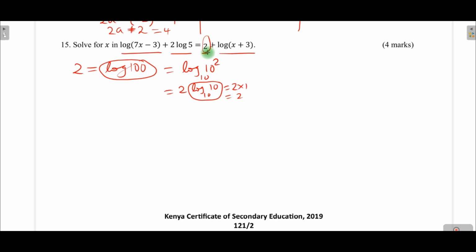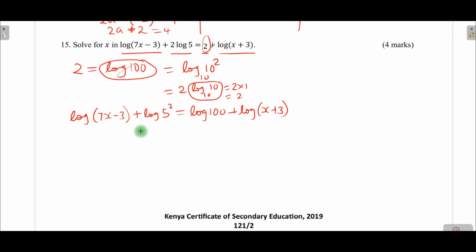Now we are going to rewrite it with log of 100. So let us rewrite it again, and that will be log of 7x minus 3, then plus, this can be written as log of 5 raised to 2, equal to log of 100, then plus log of x plus 3.